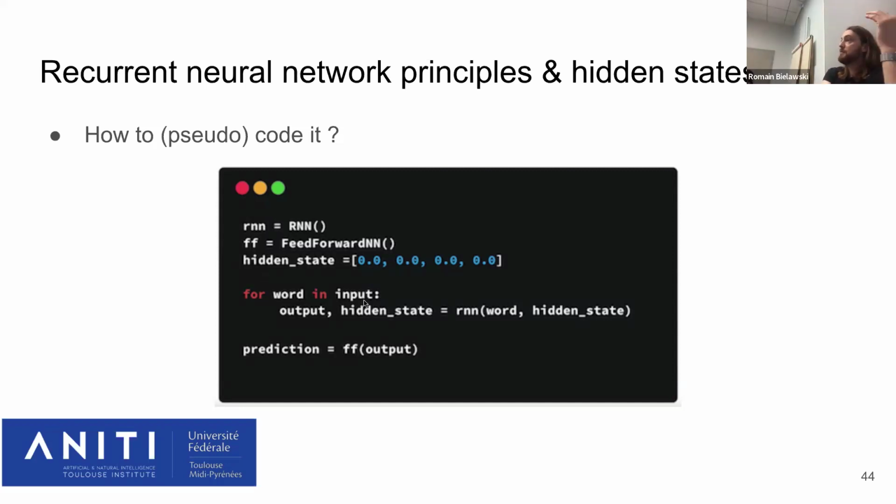And for each word in the input, you're going to create a new output and a new hidden state based on the previous hidden state and the new word. So it's basically a loop on all the words in the sentence that you pass through the RNN with the hidden states, either the first one, which is all zeros, or the previous one generated by the RNN. Then you take the last output and you make a prediction with the classifier.